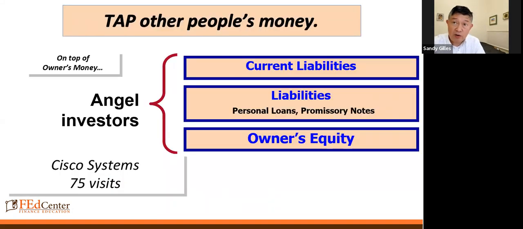If you need more money, aside from owner's equity, you might need to borrow in the form of liabilities. Current liabilities would normally be bank loans, meaning they need to be paid back within the year. And all of those can be coming from banks or angel investors. It's a lot easier if you can approach angel investors because they are more willing to risk their capital than are the banks.